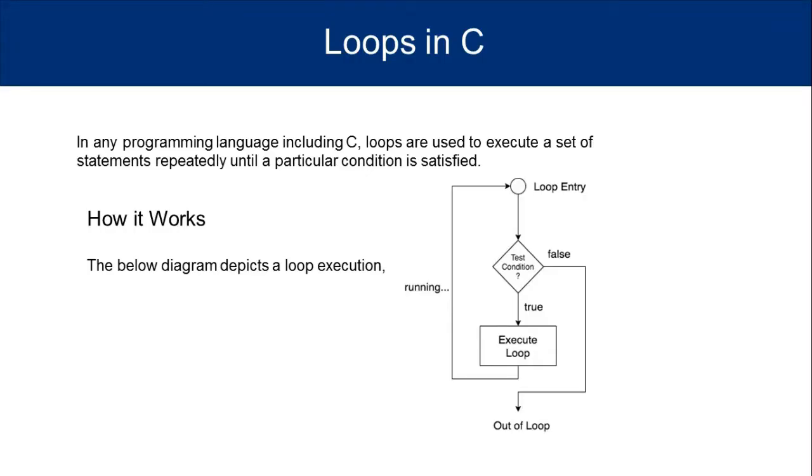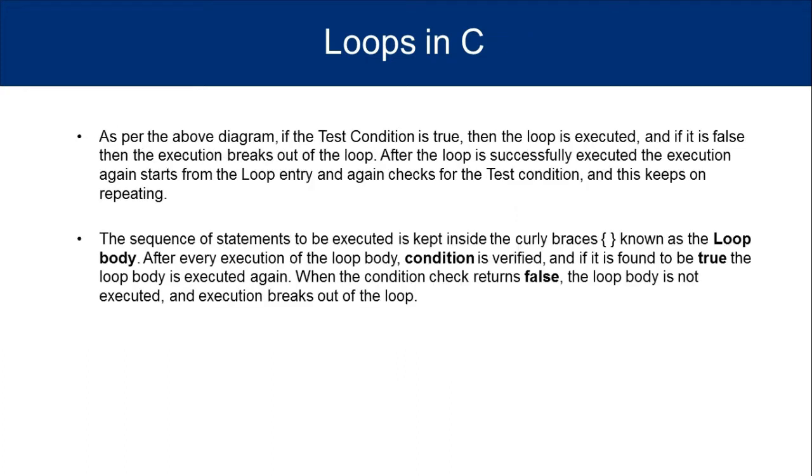In any programming language including C, loops are used to execute a set of statements repeatedly until a particular condition is satisfied. How it works: the below diagram depicts loop execution. As per the above diagram, if the test condition is true, then the loop is executed, and if it is false, then the execution breaks out of the loop. After the loop is successfully executed, the execution again starts from the loop entry and again checks for the test condition, and this keeps on repeating.